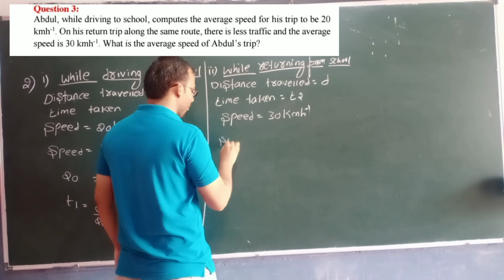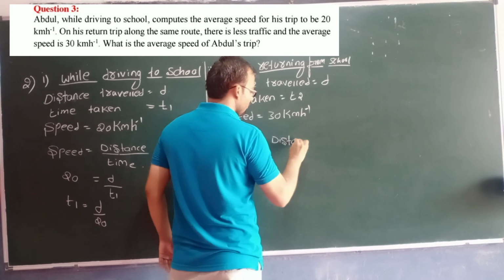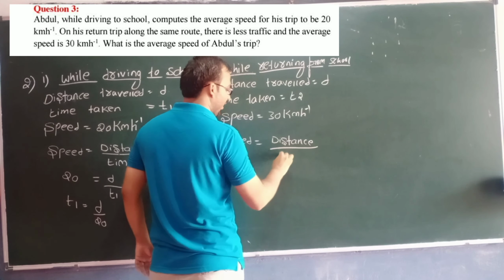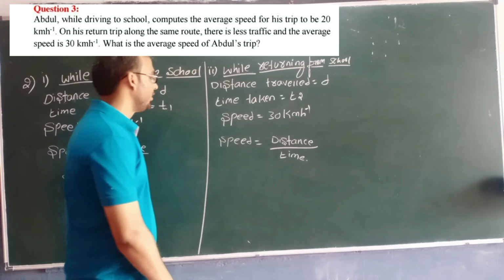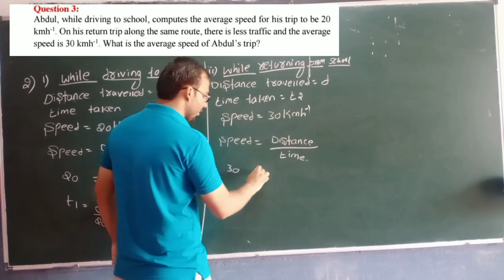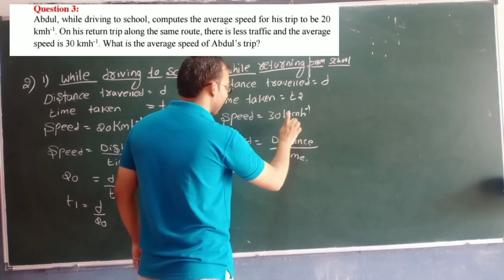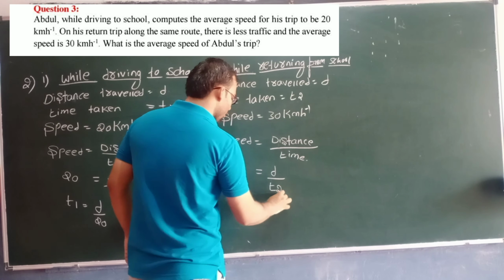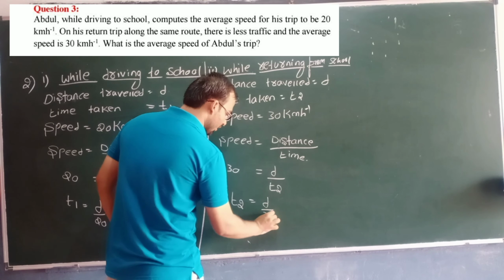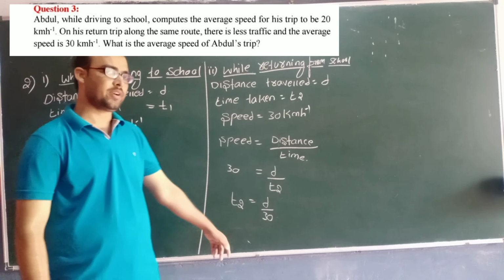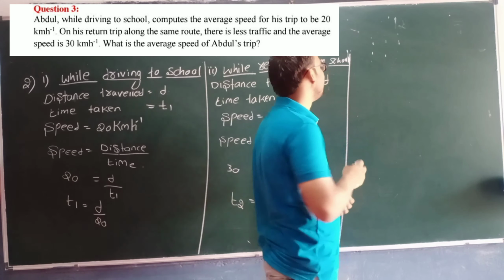Now the formula: speed is equal to distance by time. Here the speed is 30, the distance is D, and the time taken is T2. Bringing T2 here, T2 is equal to D by 30. Now, students, we shall calculate the average speed.